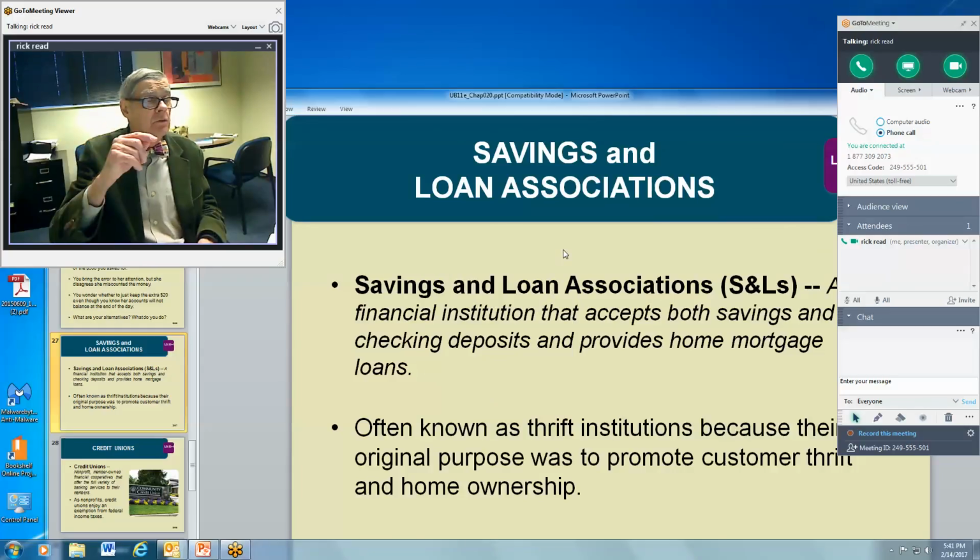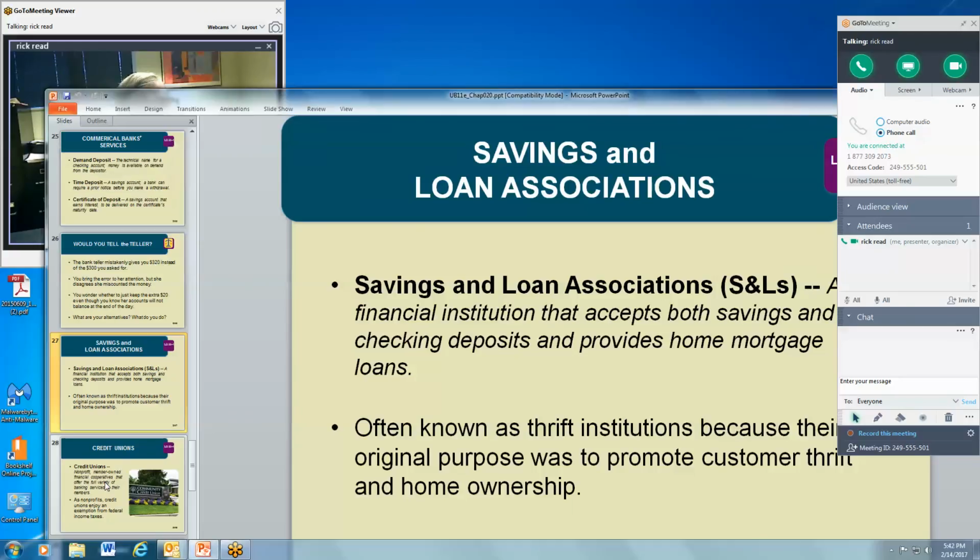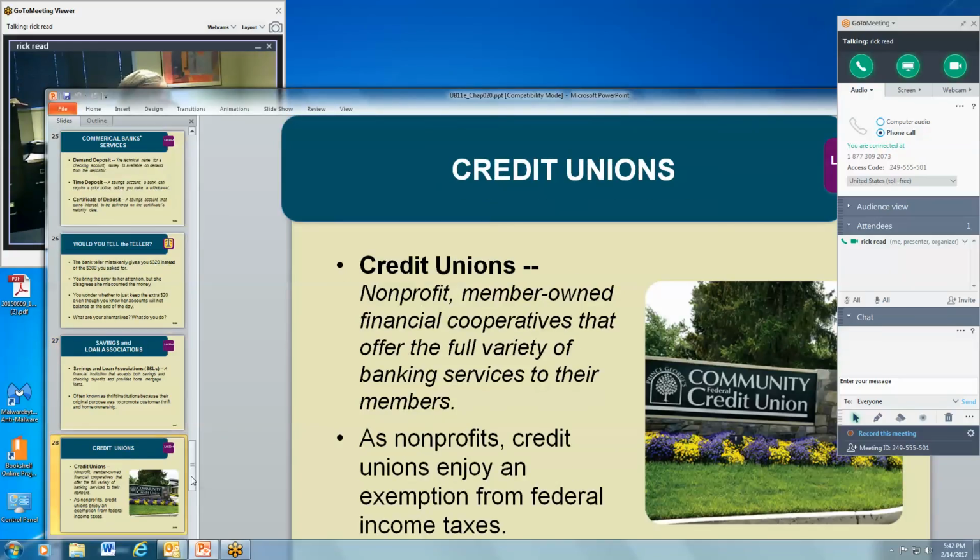Most savings and loans didn't offer checking accounts. Savings accounts, yes. Maybe other time deposits, yes. Maybe certificates of deposit, yes. But not checking accounts. That's all changed. And notice here what they were known as years ago: thrift unions, thrift organizations, promoting savings and home ownership.